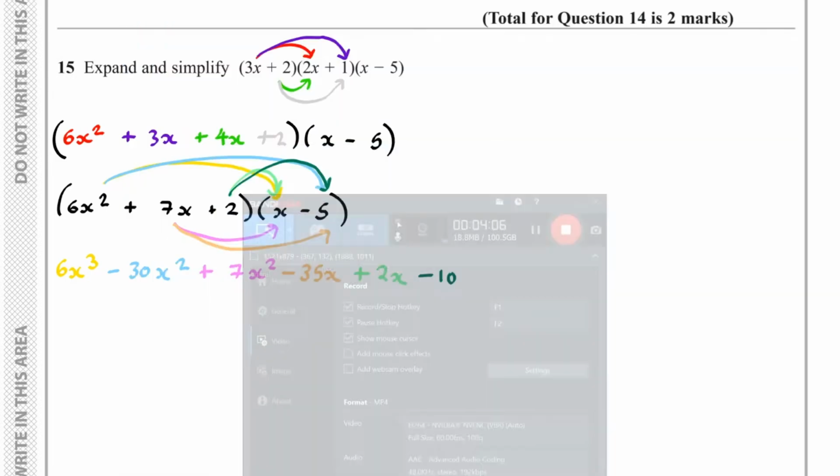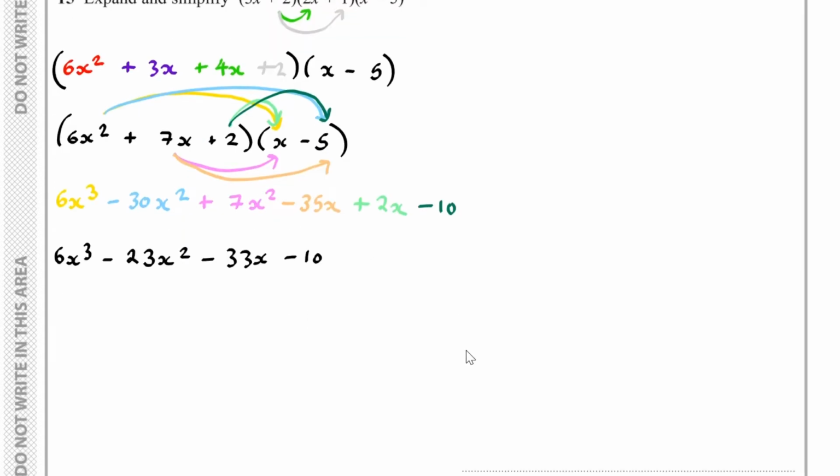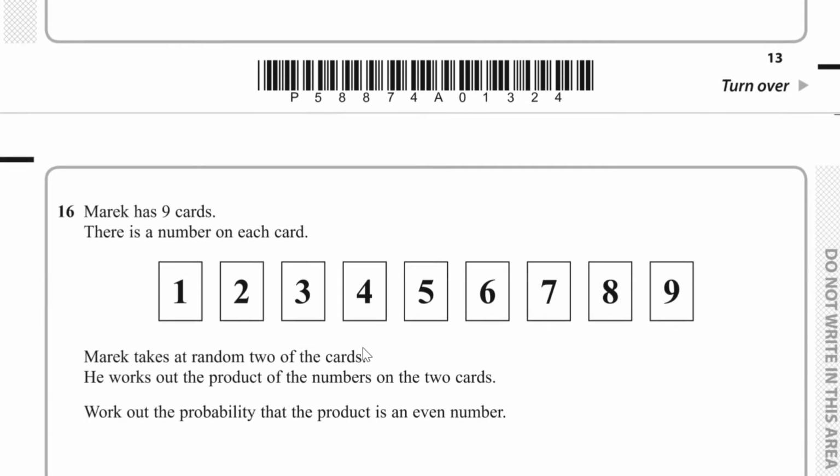So now if we tidy all this up, it turns out here we've got 6x cubed minus 23x squared minus 33x minus 10. So that's our final answer.